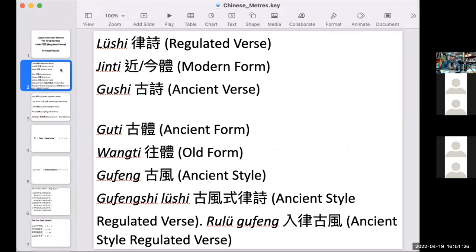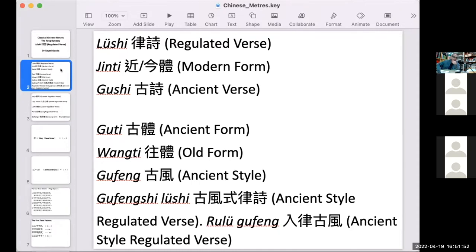You can also refer to it as Jinti, meaning close or near, these days. So in English, you may say modern form. And this comes in contrast to the Gushi, right? The Gushi is the ancient verse that prevailed before the Tang Dynasty.